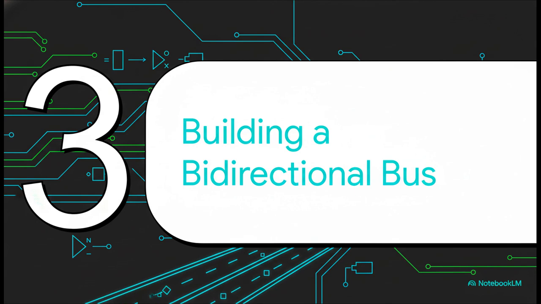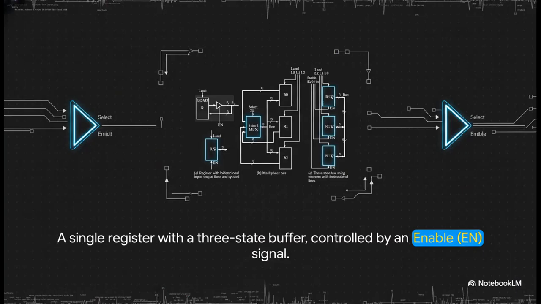Okay, so we have this magic mute button capability. How do we actually use it to build that two-way data highway we've been talking about? Let's see how it all fits together. So here's our basic building block. You've got a register, right? But its output doesn't go straight to the bus. No, instead, it passes through one of these three-state buffers first.